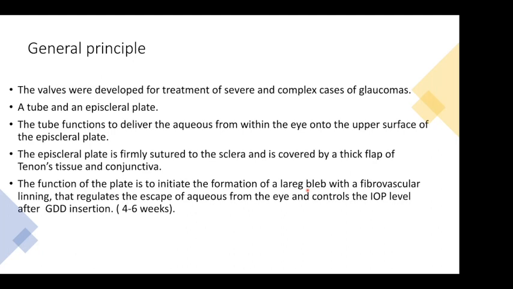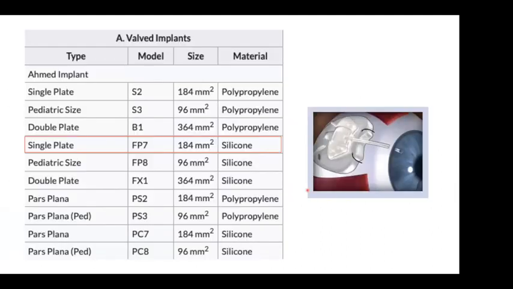So a lot of work nowadays, and years ago, has gone into how to control the permeability of this periplate fibrous capsule. This periplate fibrous capsule is formed around 4 to 6 weeks. And that's why this period of the management is very important, because something is happening around the plate.